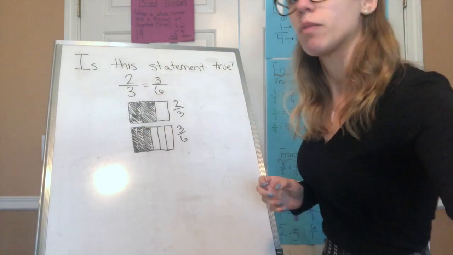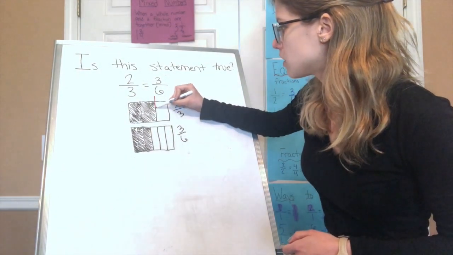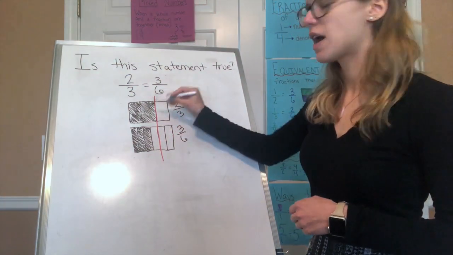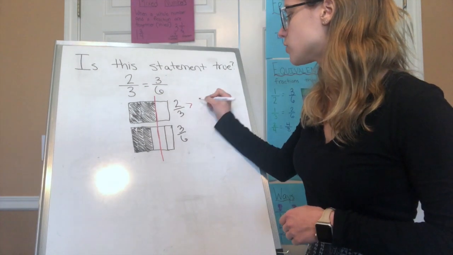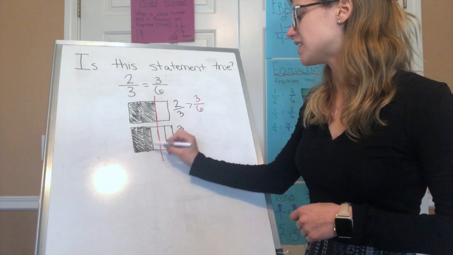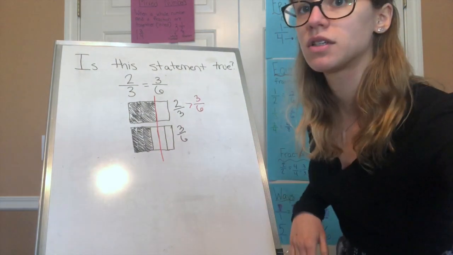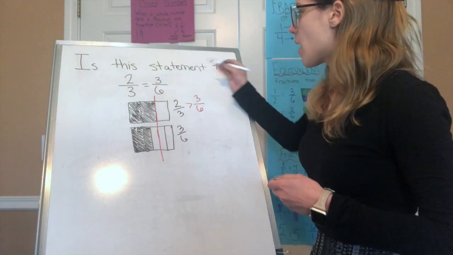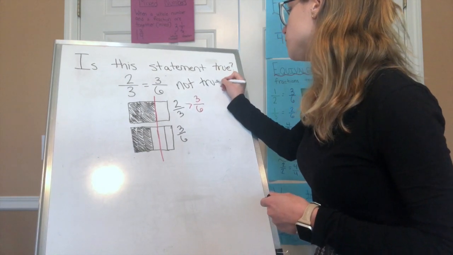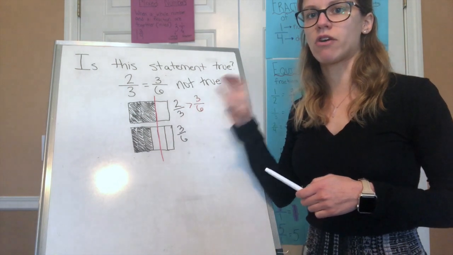So I can figure this out by drawing a line to see if they are equal. So I would put a line right down here, and I would see that 2/3 has more of my whole, so 2/3 is greater than 3/6. Here I see it's less, so I know that they are not equal or equivalent. So I would write not true, because they don't fill up the same amount of my whole.